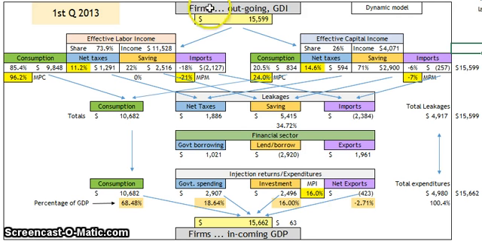We start here at the beginning where the firms pay out income, and they can pay out income to labor or they pay out income to capital. That's why every 3 months there's data for labor income and capital income, the labor share of income and the capital share of income.